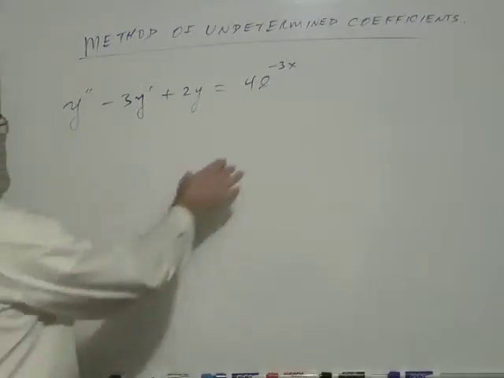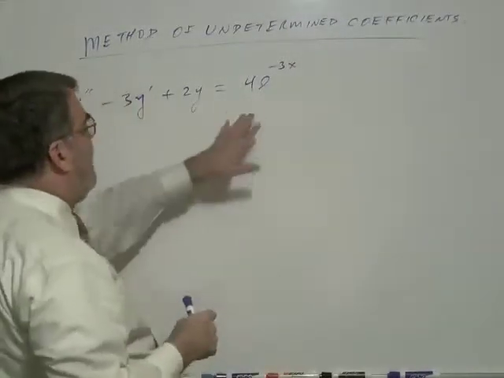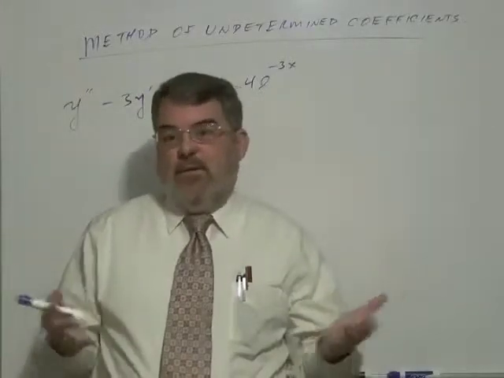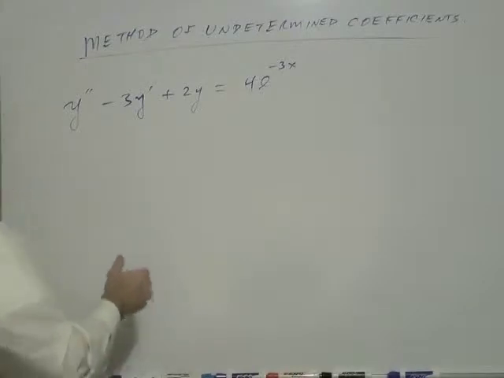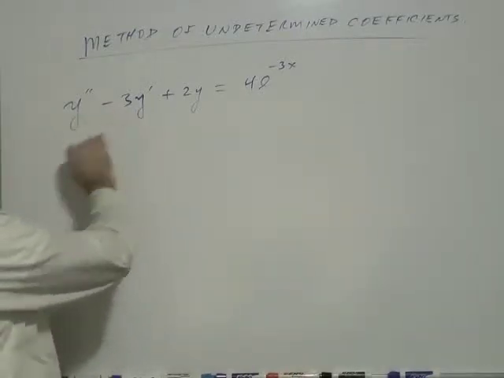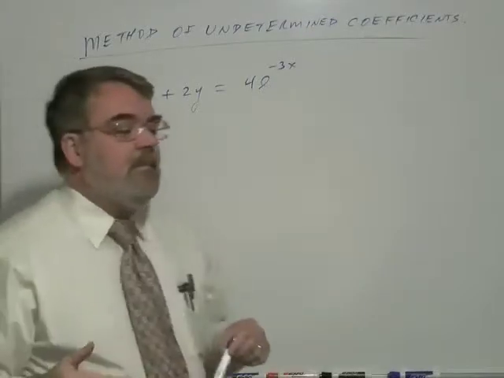Alright, so you see that the right hand side is non-zero. It's a function. Often we refer to it as q(x) on the right side of the equation. The left side of the equation, again, is a second order linear differential equation with constant coefficients.